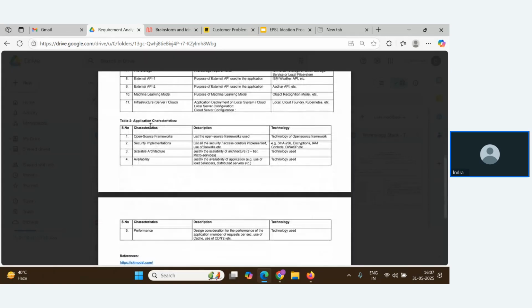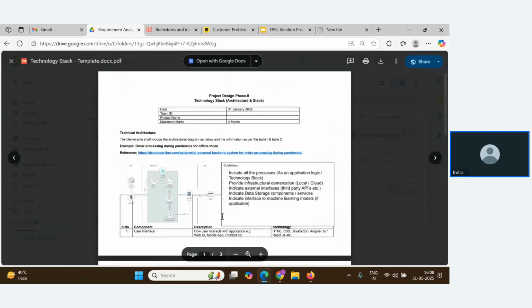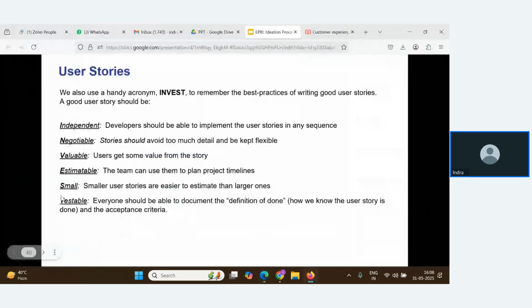Similarly, then you have application characteristics, like whatever application you're using, let's say Tableau, those characteristics will be mentioned here. Whether it is an open source framework, yes, it is an open source framework. You can mention the name of the tool here. Security implementations. Is there any security implementation for it? I don't think so. You can mention it as NA here. Scalable architecture. Yes, you can scale it. Availability. Yes, the technology is available, and performance. It is good and fast. Like this, you can fill this entire table. If you can create any kind of technical architecture here, you can create that also and attach it. So with this, you can complete your technology stack.